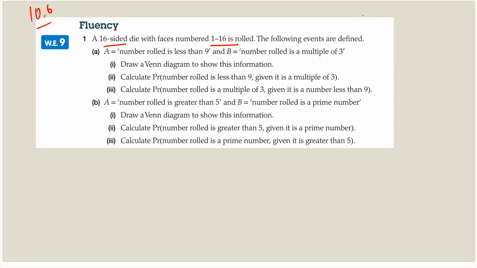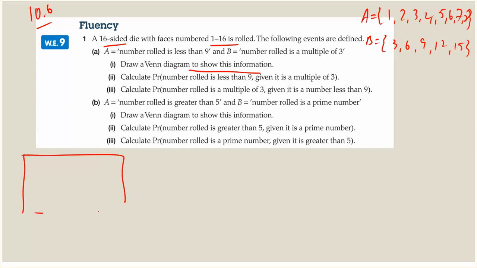Okay, so event A would encompass the numbers 1, 2, 3, 4, 5, 6, 7, 8, and event B would encompass multiples of 3, so 3, 6, 9, 12, 15. Okay, and what's left over is on the outside. So draw a Venn diagram to show this information. I'm going to draw a Venn diagram. Put the E symbol. Okay, we've got event A, we've got event B.